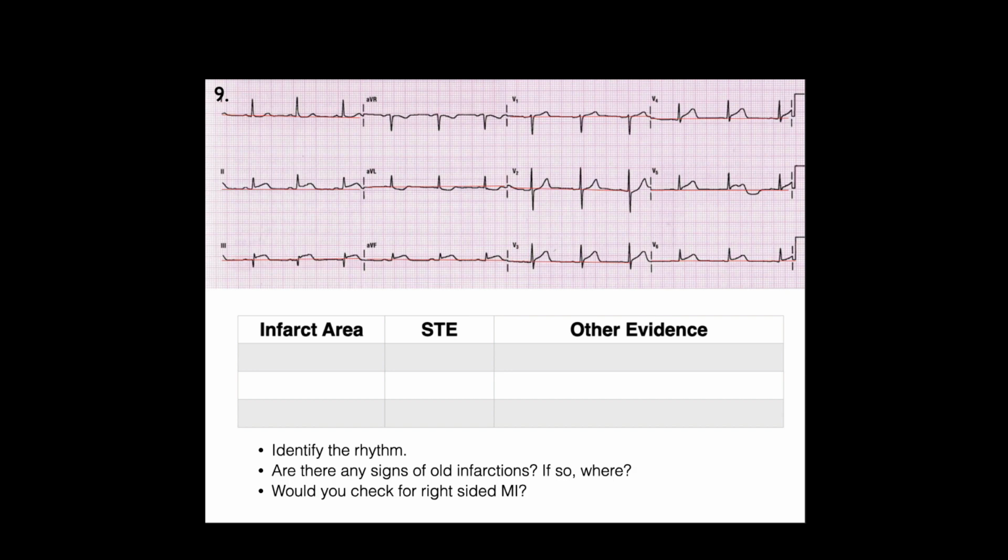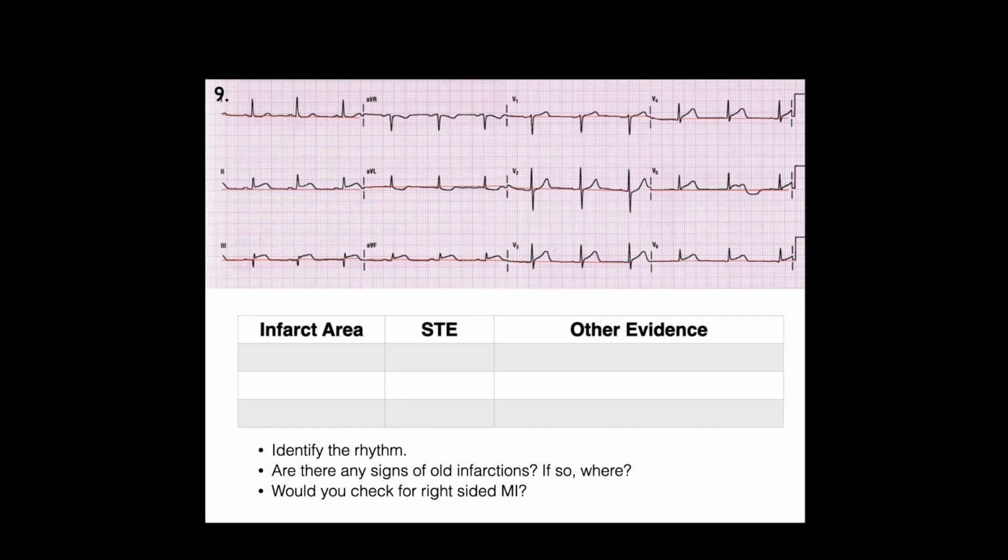Okay, all yours. So for 9, infarct area, I had ST elevation in 2, 3, and AVF, with reciprocal changes in AVL. I also had ST elevation in V3 and V4, and also in V5 and V6. Well, maybe V6, kind of in V6. Actually, it's a lot easier to see under end.